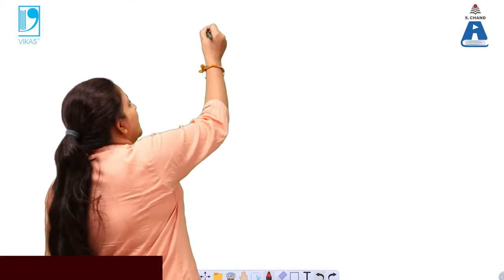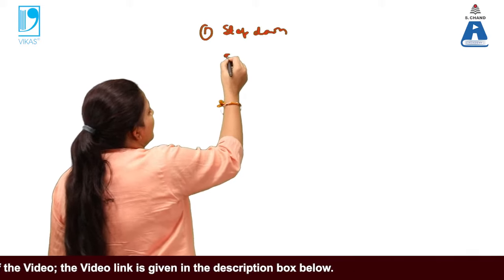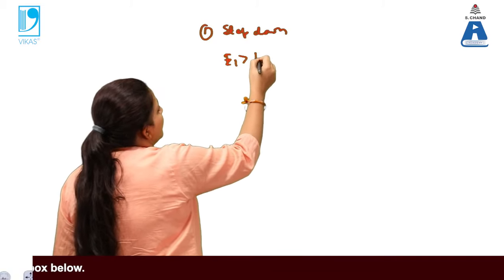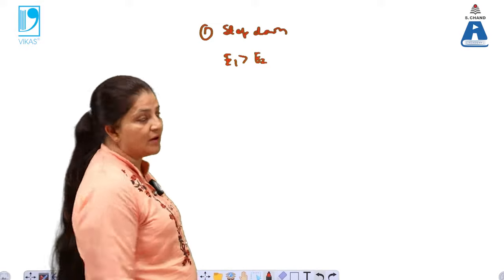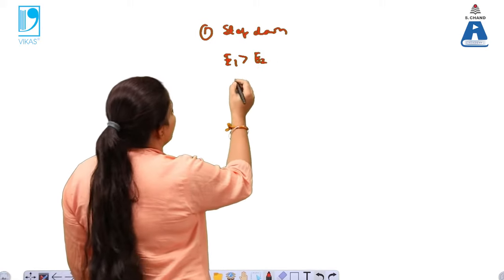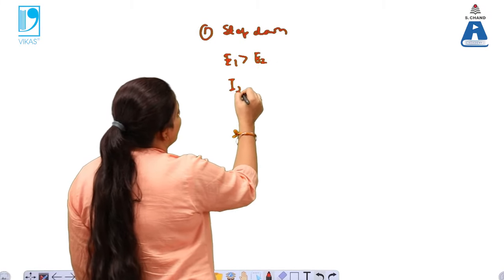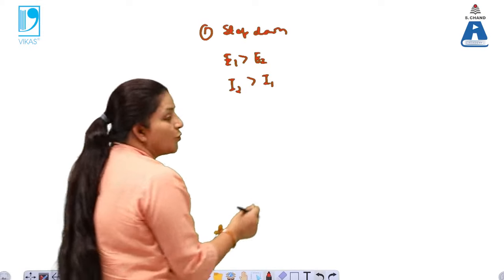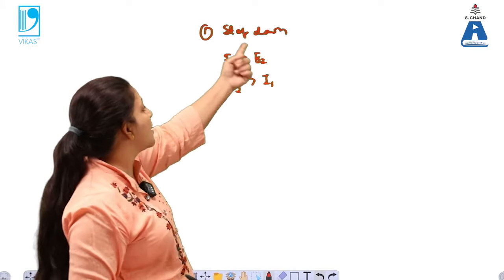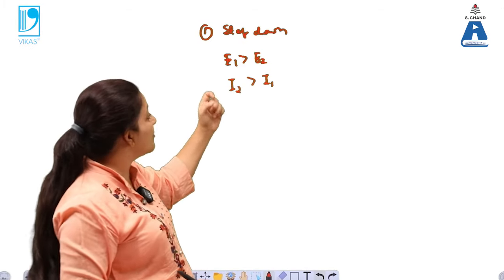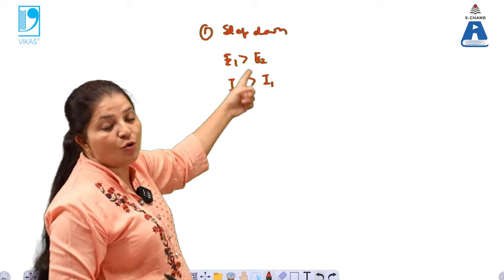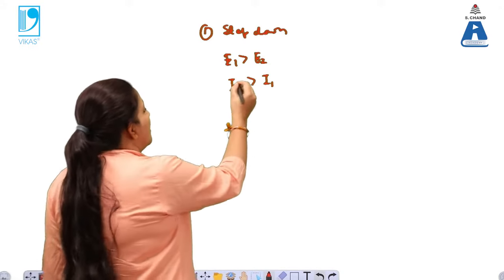Now, in case of step down transformer, which are preferred transformer, we know that here E1 is more than E2, means the input value is more than the output value. There are some losses, while the current in the output is more than the input current. So these step down transformers are preferred. Voltage is more in the input, while we will get more current. So more current is a requirement.